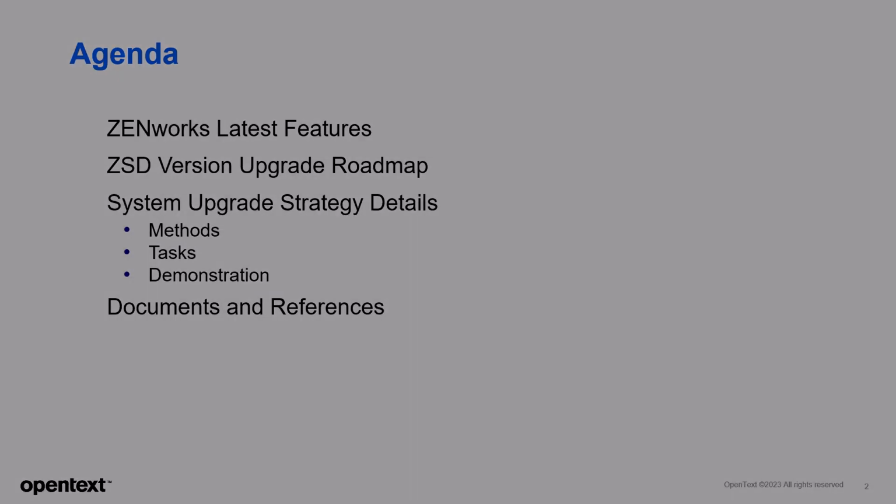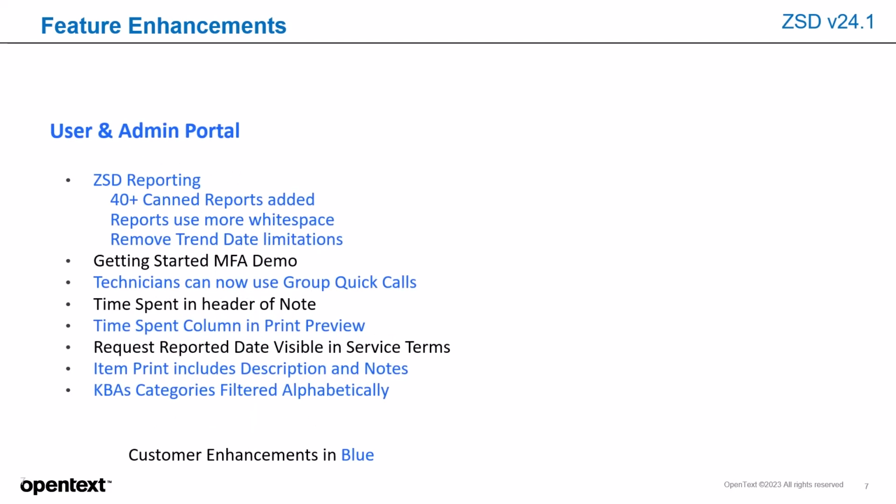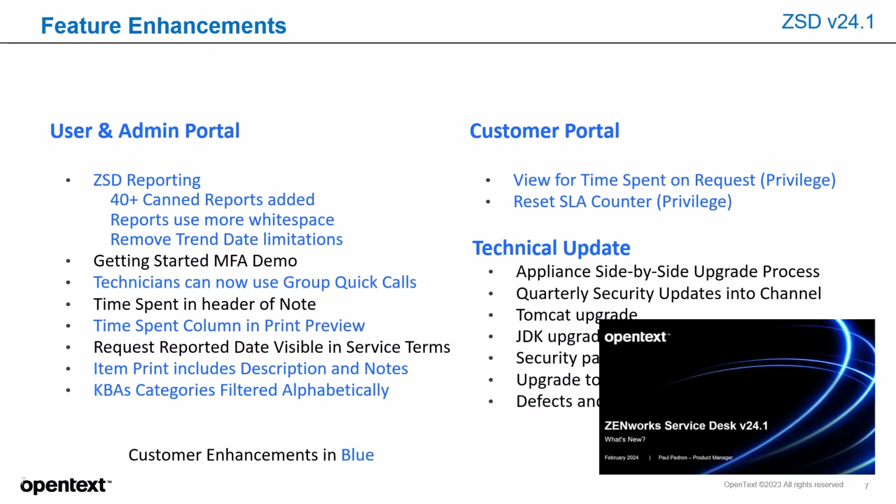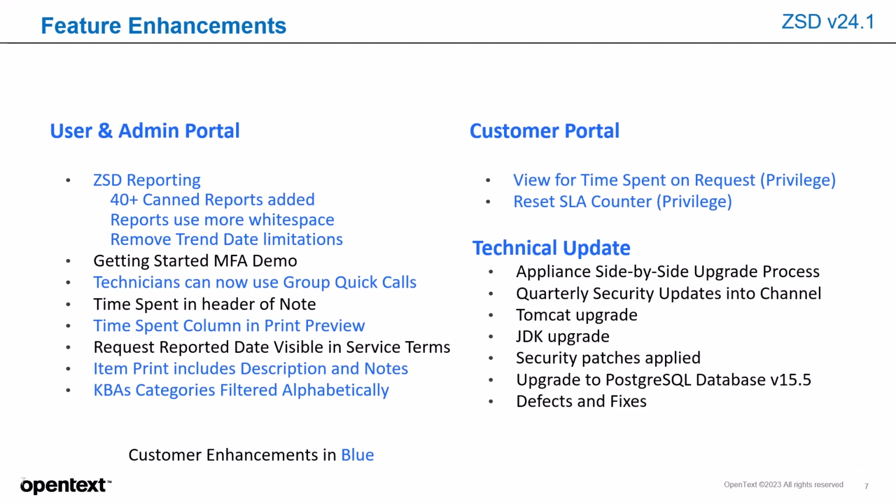So let's get started. Some of the feature enhancements are in the user and admin portal, as well as in the customer portal. And then there are some technical updates for upkeep. So we have some focused on reporting, and we have some other areas that we really focused on some details in cosmetics and getting some privileges in there. So these are the different ones. If you wish to see the feature enhancements in detail, look for our ZenWorks 24.1 What's New video.